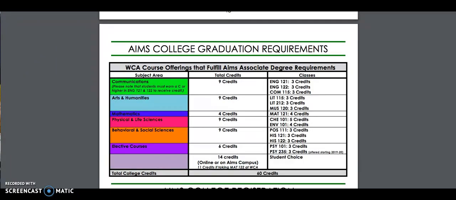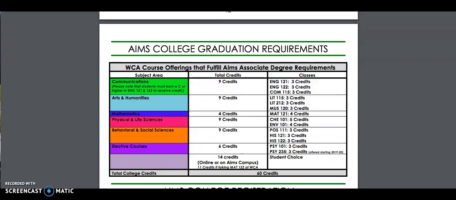Okay, here we are on page 19 where we see the Ames College graduation requirements. So this is kind of another separate set of numbers that you have to keep track of if you are taking college classes and you are trying to pursue an associate's degree while you're here at WCA. In order to get an associate's degree, you have to have 60 credits. Now, a lot of the classes that you will take, any of the Ames classes you take at our school, are going to count both for high school and toward your Ames degree. And the college credit system is slightly different.